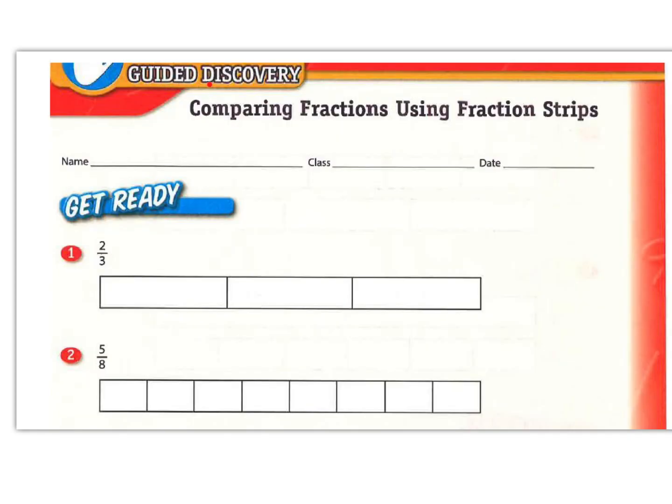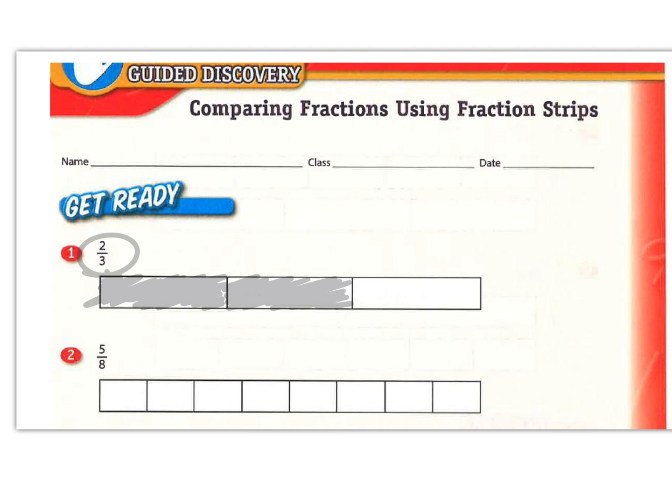So today is a guide to discovery, comparing fractions using fraction strips. So now we're going to compare different fractions. So 2/3, here's a fraction strip. If we represent it by shading in, we're going to shade in 2 out of 3. So there are 3 sections and 2 out of 3 would make 2/3.